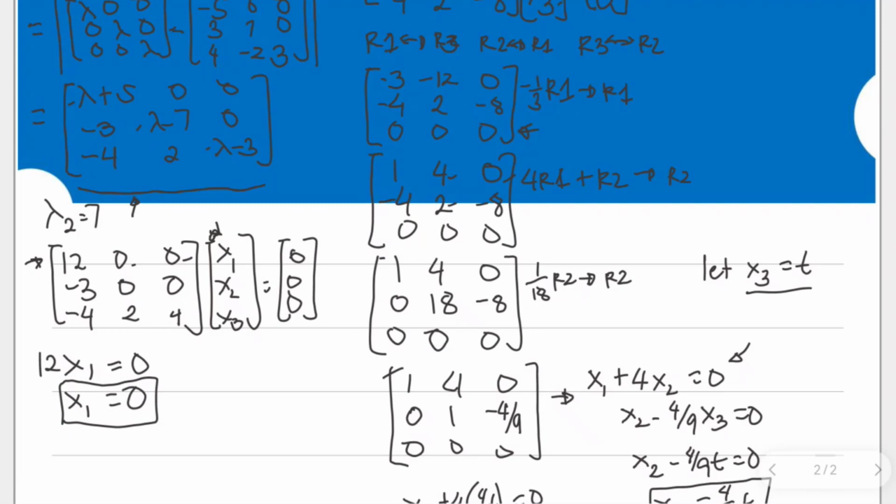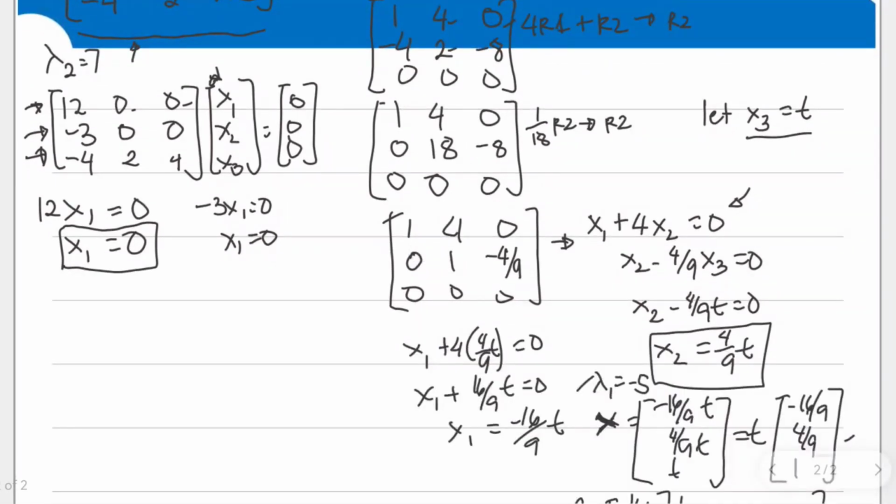This is already the value of your first entry of your eigenvector. This is also true even if you use this one. You will have negative 3x sub 1 equal to 0, which will still give us x sub 1 equal to 0. Hence, we will have this last row. You will have negative 4x sub 1 plus 2x sub 2 plus 4x sub 3 equal to 0. But of course, again, x sub 1 is 0, so you will have 2x sub 2 plus 4x sub 3 just equal to 0.